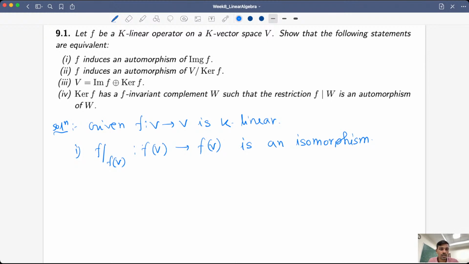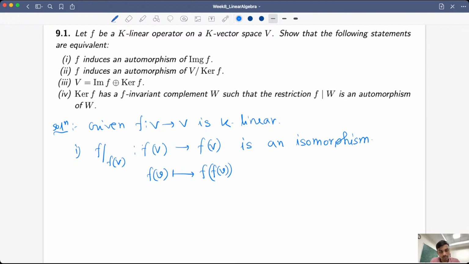This means three things. First of all, if I take any element f of v, small v, that is an element of f of V, and if I map it under f, it goes to f of f of v, which is clearly an element of f of V. So this is not an issue, and I can define a k-linear map from f of V to f of V. But this is an isomorphism, so what it means is that the kernel of this map is 0, and also it is surjective.